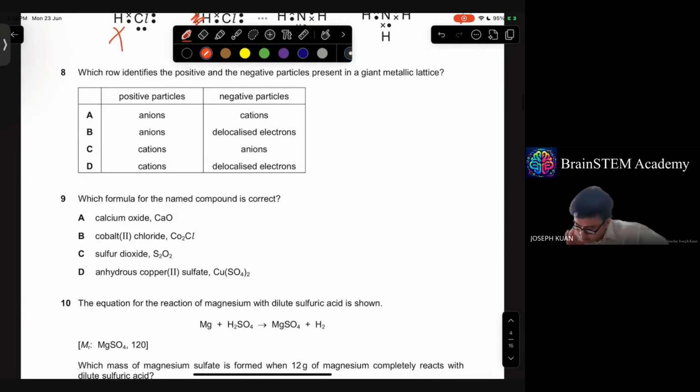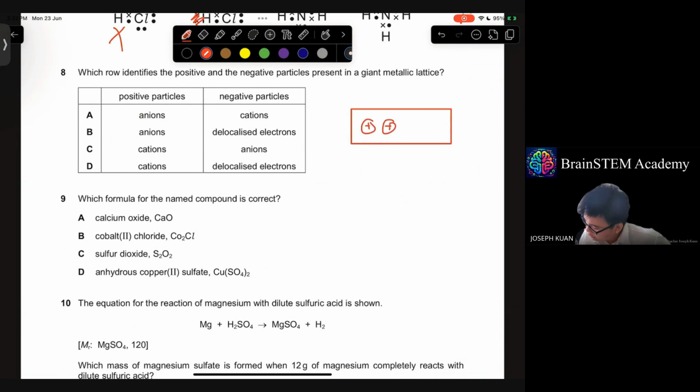Number 8. Which row identifies the positive and the negative particles present in a giant metallic lattice? So a giant metallic lattice is composed of metal cations surrounded by a sea of delocalized electrons. So the answer here is D for donkey.